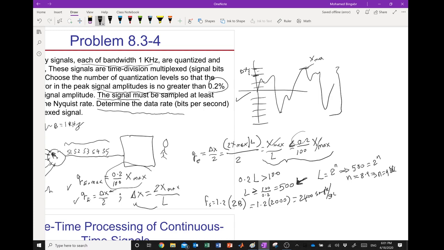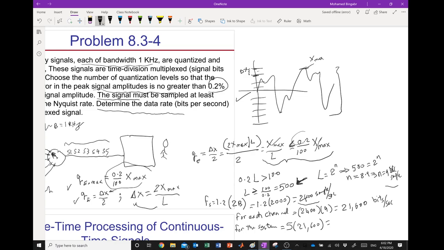So for each channel, I need to transmit 2400 samples per second. Each sample is 9 bits. So when I multiply these, I should get 21,600 bits per second. That's how many bits for each channel. For the whole system, I just multiply by 5. And if I multiply these, that's the solution.